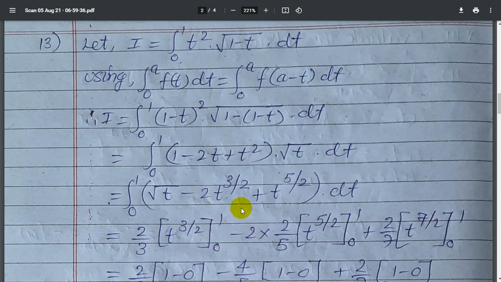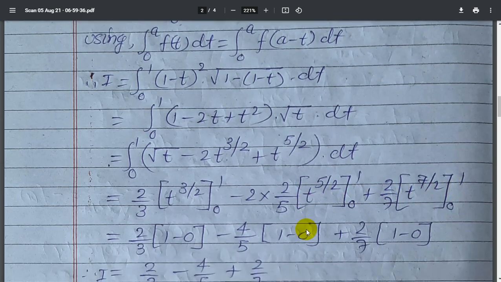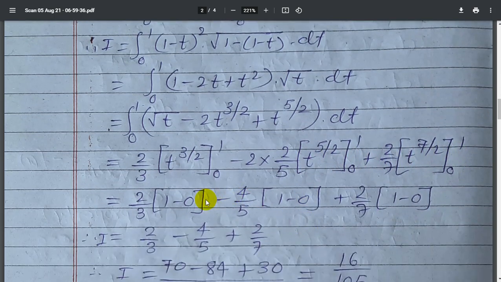minus 2 as it is, the integral of t raised to 3/2 is t raised to (3/2 plus 1) upon (3/2 plus 1), that is 2/5 into t raised to 5/2, limit 0 to 1, plus the integral of t raised to 5/2 is 2/7 into t raised to 7/2, and limit 0 to 1. So the limiting value will be the same for all three terms. After that, we need to simplify according to the limits.